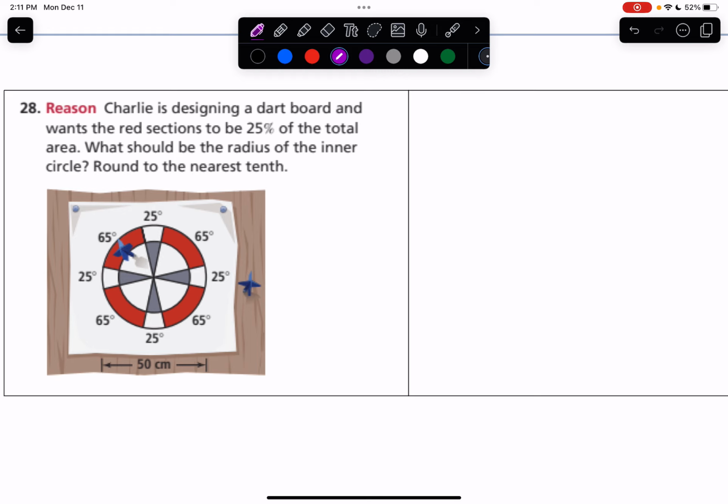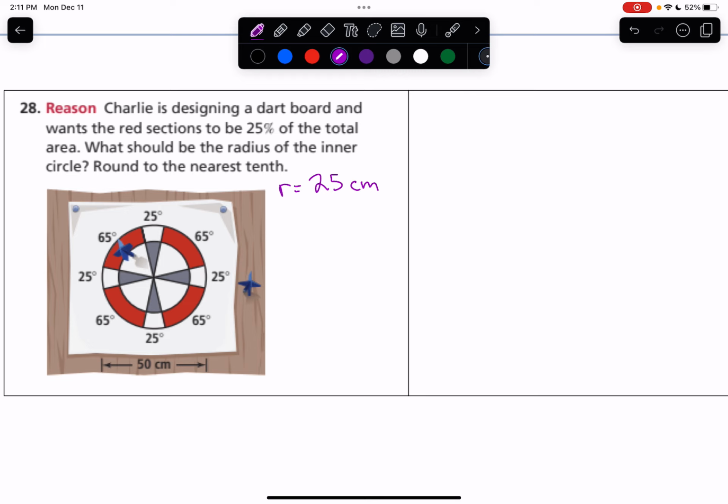He's got a 50 centimeter diameter dartboard. That's going to be really important to us. If the diameter is 50 centimeters, the radius is 25 centimeters. 25 centimeters is going to be helpful. Okay? So I want the red area to be 25% of the total area of the circle.